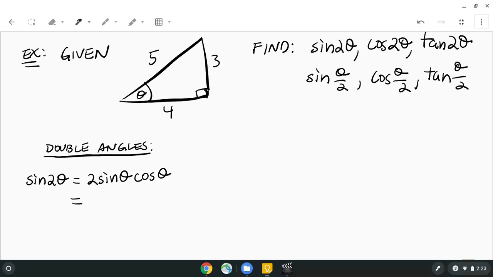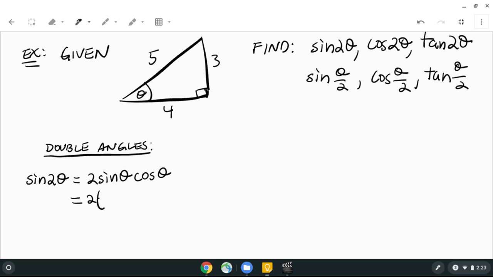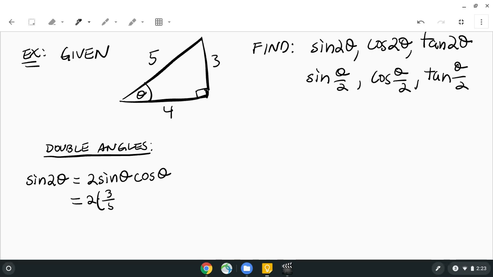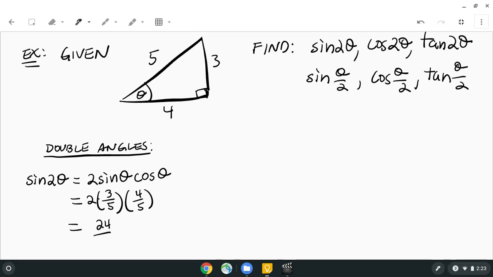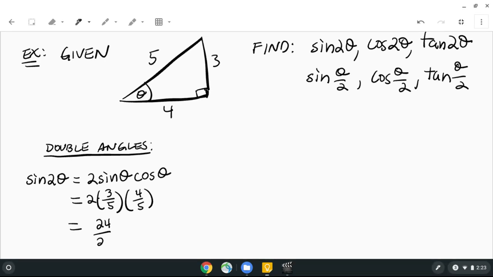And we know what sine theta is. Sine of this theta here in our right triangle is opposite over hypotenuse. So we're going to get 2 times opposite over hypotenuse, which is 3 over 5. Cosine is adjacent over hypotenuse, so that's 4 over 5. And this will give us 24 over 25.